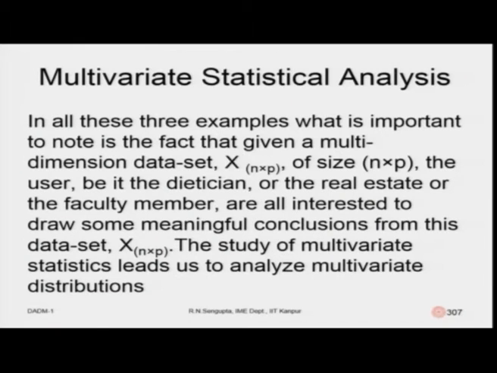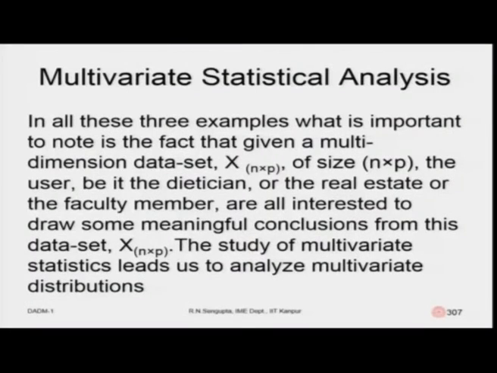Now, in all these 3 examples, what is important to note is that given a multidimensional data set X, of size n cross p, n is the number of rows and p is the number of columns. It could have been k also, n into k, as I did mention k at one point in time, but we will consider p. Whether the size of the matrix is p cross n or n cross p is only nomenclature, but generally the dimensionality should be checked for each and every matrix multiplication and addition. This is of size n cross p.